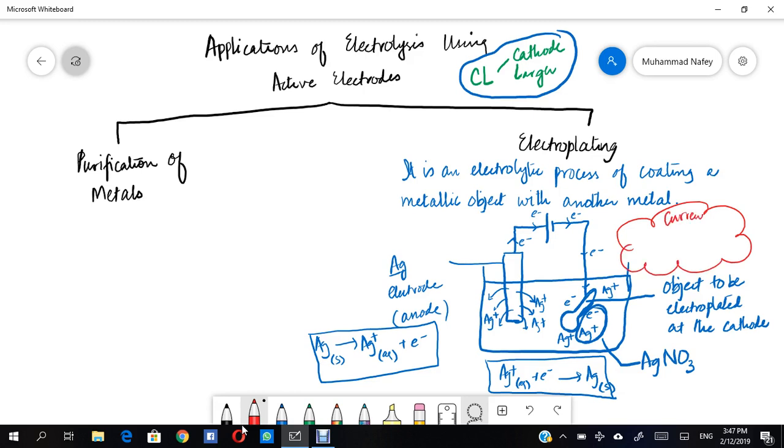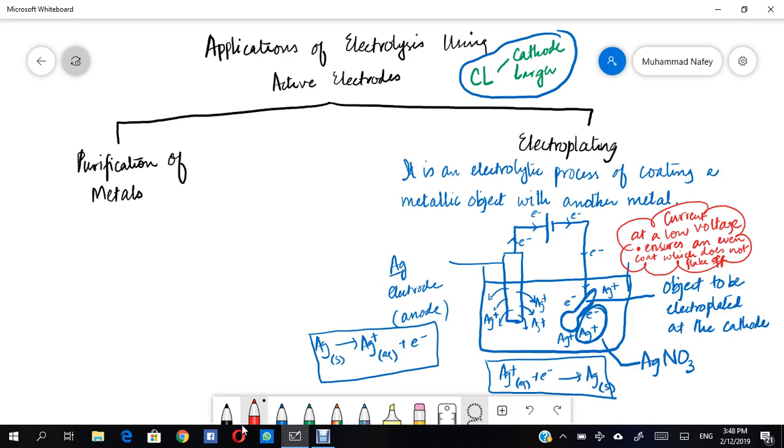Current at a low voltage. Why? Because this ensures an even coat of metal which does not flake off. Even though this process would take a longer time, in the longer run, it will be more sustainable and more useful and durable. Let's come to the other application, that is purification of metals.